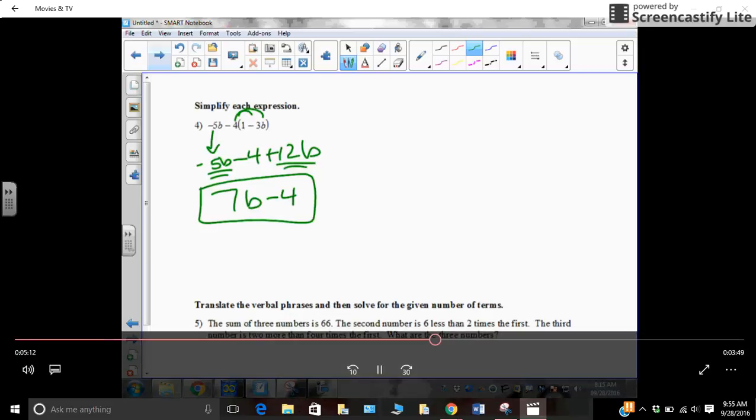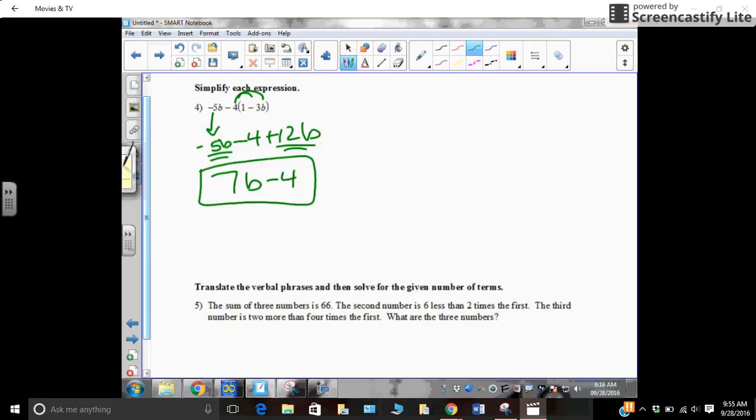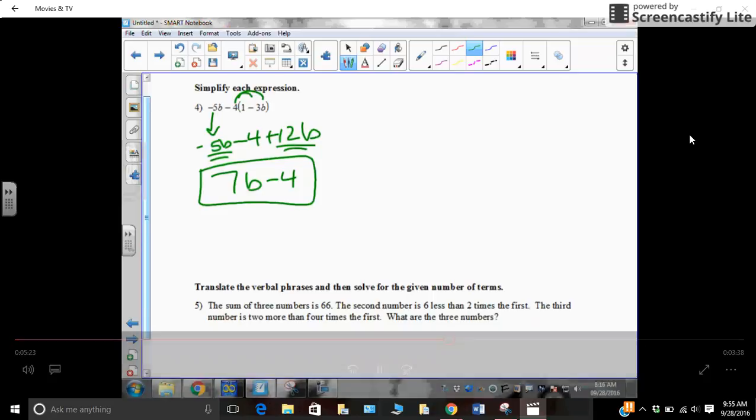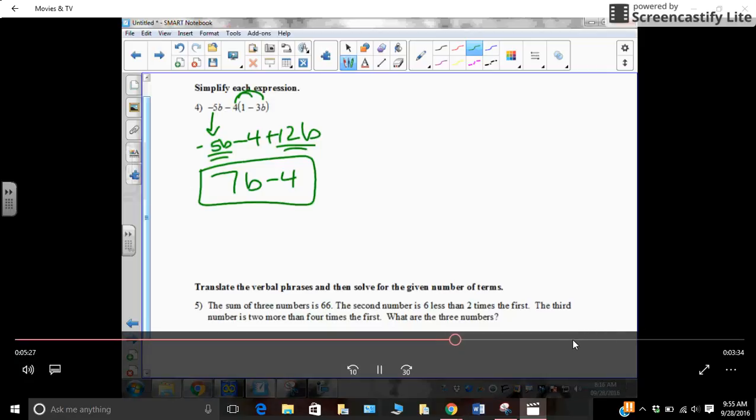The other problem that was supposed to be on the backside of the sheet is one of the verbal phrases problem where you have the sum of 3 numbers. So I'll give you a second to look at this problem, and then we'll talk about the setup. So you may need to pause the screen.